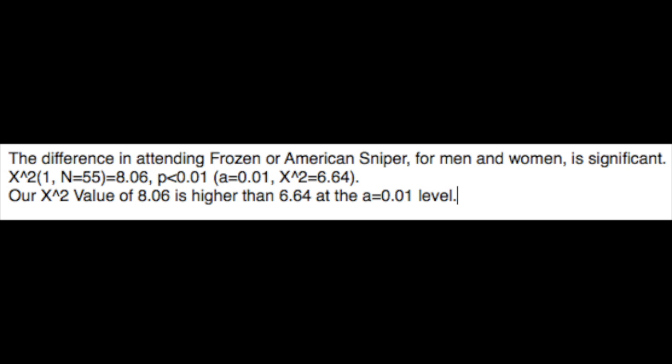Then chi-square. Write your chi-square value. P is less than 0.01 because we followed the chart and we found that. And then alpha, don't write A, write that little alpha symbol, you know. And then chi-square value. That's what we were looking at on the chart. Write that. Our chi-square value of 8.06 is higher than 6.64 at the alpha, not A, write alpha, equals 0.01 level. If you write that, you do everything.